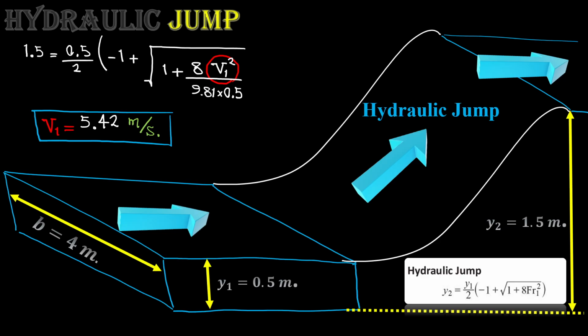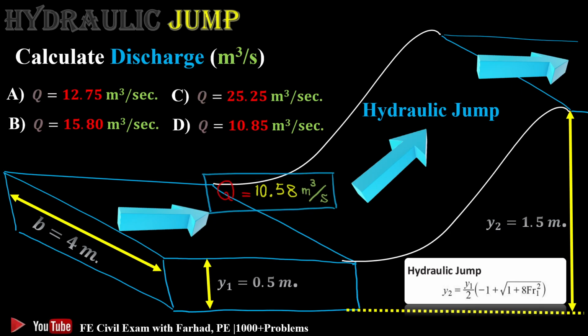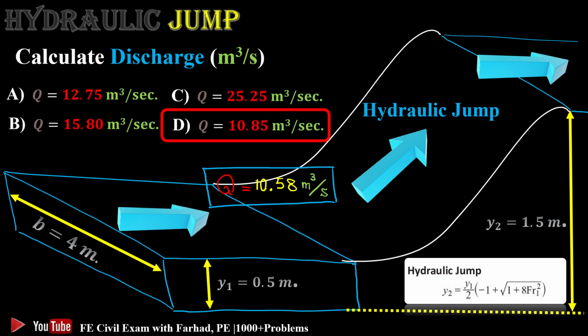And as soon as we have our velocity at any of these cross sections, we can easily calculate the discharge, which is area, for example this is our A1, times V1, which is this numeric number. And if you do the math, it gives you Q is equal to 10.58. And that's choice D.